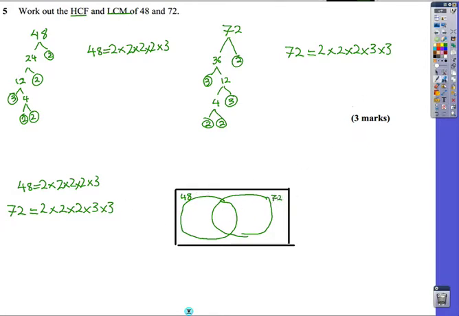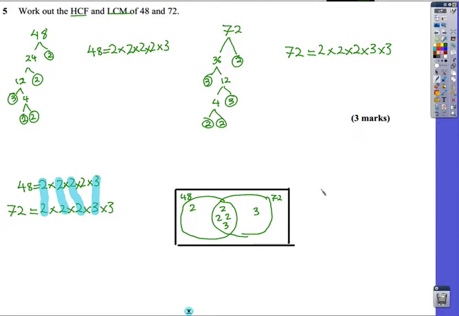Now, what do we have in common? We've got three 2s in common, and a 3 in common. So right in the middle, what we've got in common is 2, 2, 2, 3. What have you got left for 48? We've got 2 left for 48, and for 72 we've got 3 left.